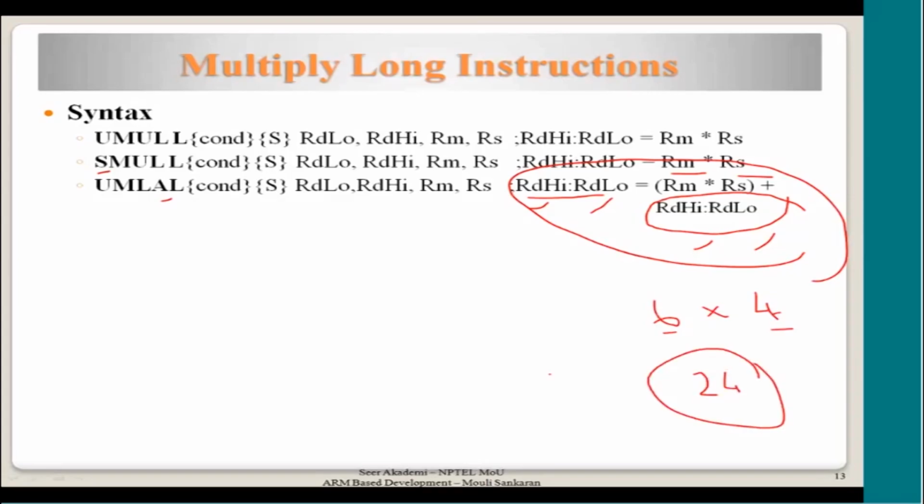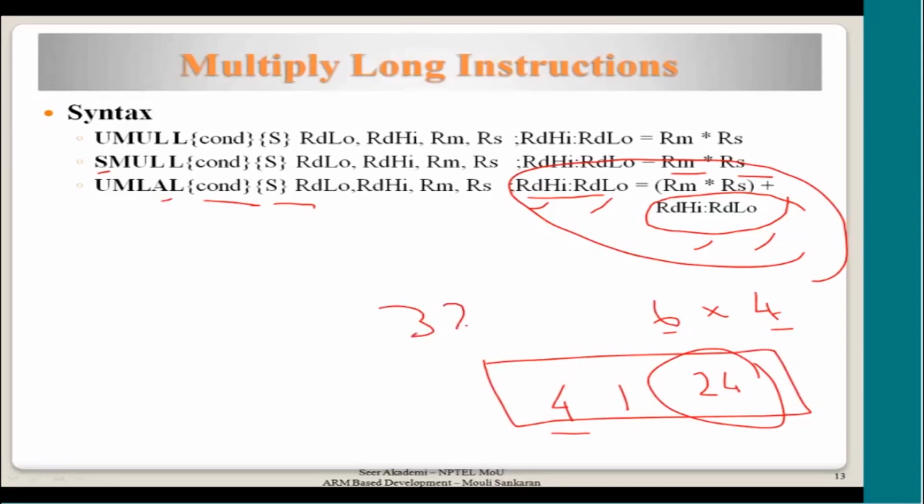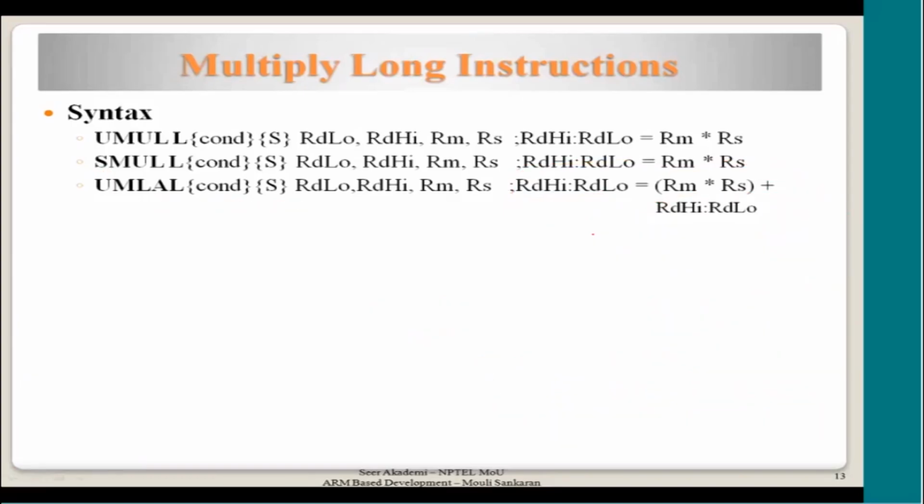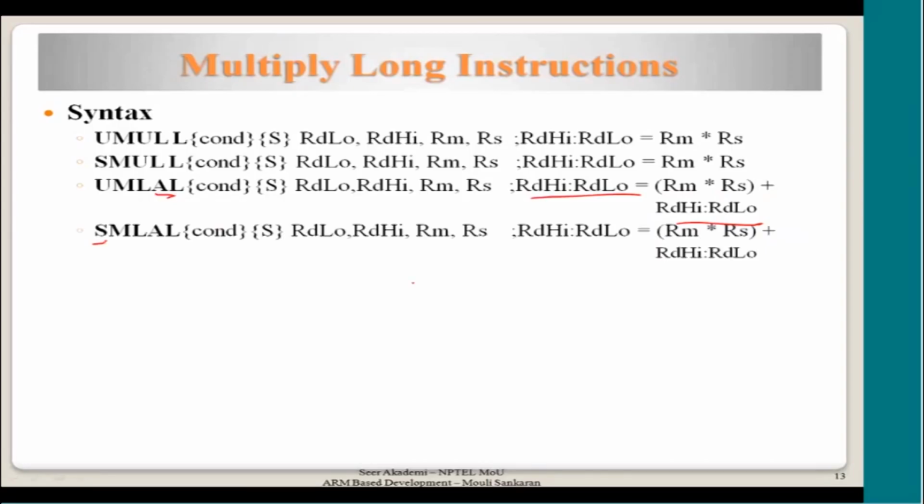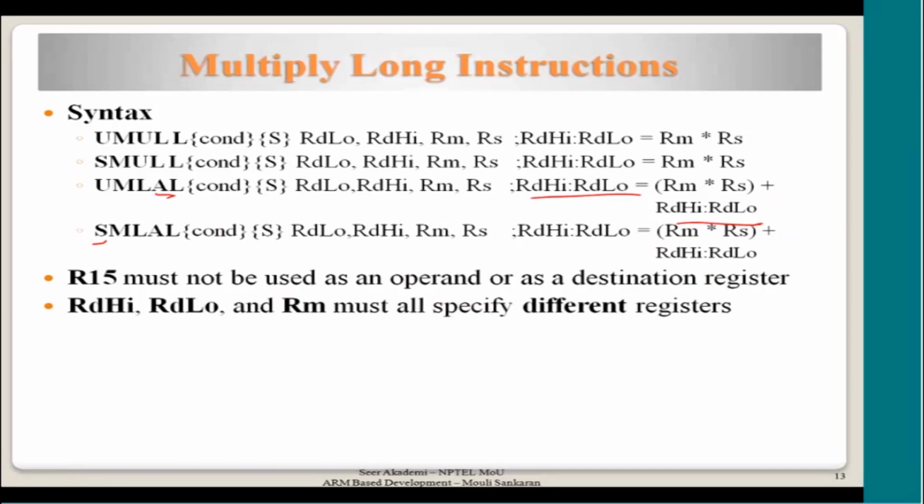And then remember, the condition field takes 4 bits, and the S bit takes one bit. Then where is the space to accommodate this in the 32-bit instruction? So it is not practical to have all these registers separate. They are all given the same register, it is implicit. Whatever register numbers you mention here, that will get added here when you mention the accumulate instruction. The same thing is done for signed values. So that's all about it.